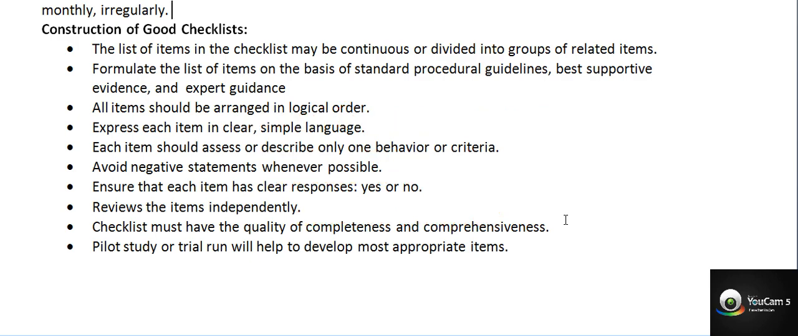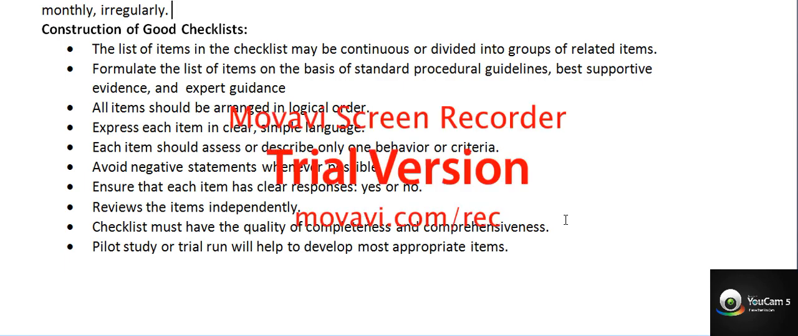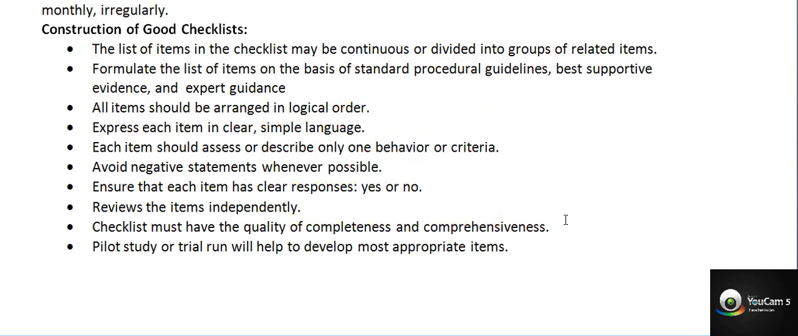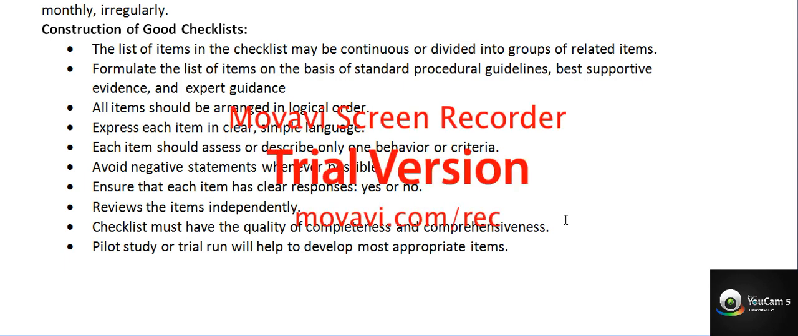Formulate the list of items on the basis of standard procedural guidelines. Whenever you make a checklist, you have to check whether it is evidence based, with expert guidance and standard procedural guidelines. As per the guidance, evidence and guidelines, you have to make the checklist. All items should be arranged in logical order. This is very, very important. The arrangement of the items should be in a logical order.